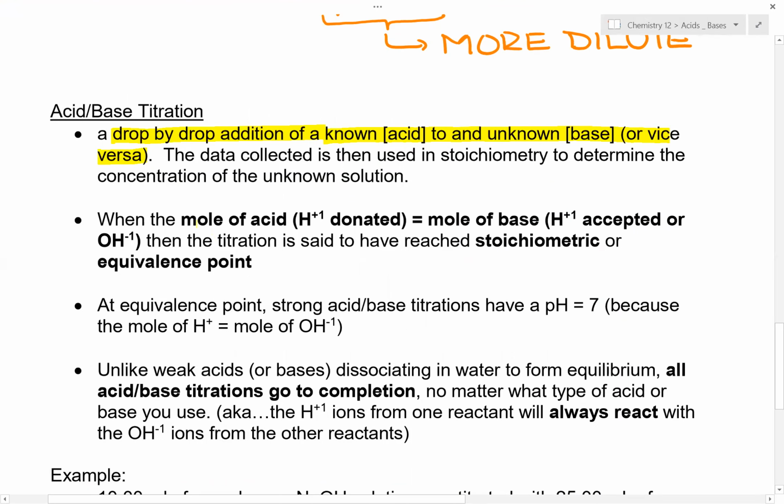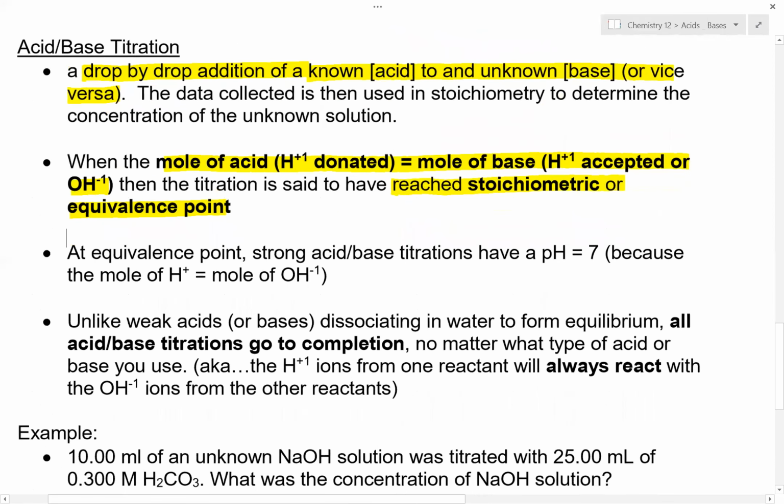When the moles of acid, or H plus donated, equal the moles of base, H plus accepted, or OH minus produced, then the titration is said to have reached the stoichiometric or equivalence point. Okay? That is the definition of equivalence point, when the moles of acid equal the moles of base. At equivalence points, strong acid-base titrations have a pH equal to 7.